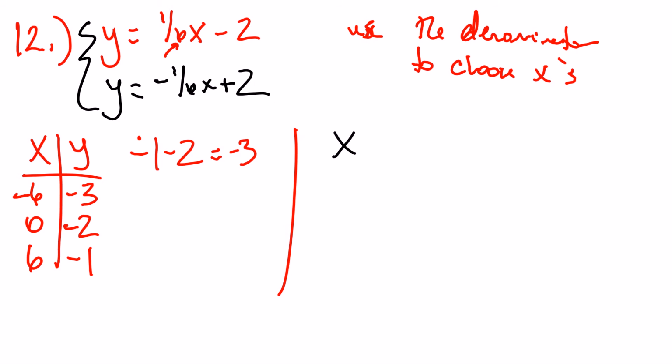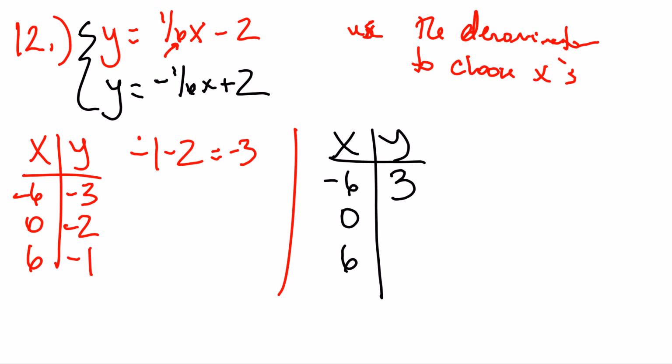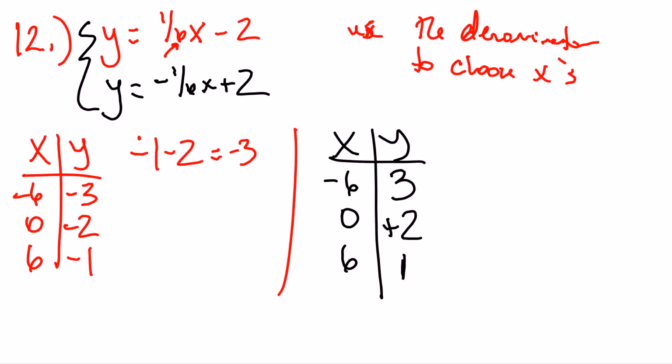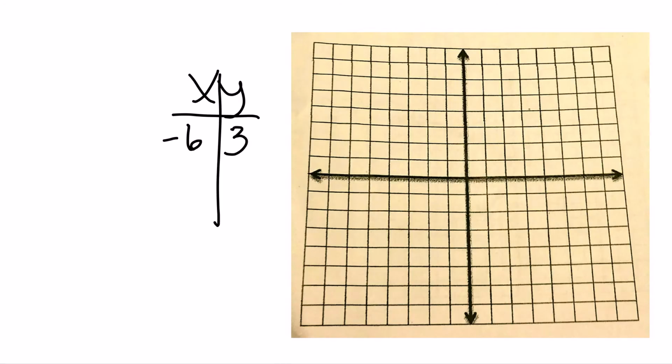I could use slope-intercept form, but I'm going to use the denominator to do negative 6, 0, and 6. Negative 6 times negative 1 sixth is positive 1. Positive 1 plus 2 is 3. 0 gives me plus 2, and then it's going to be 1. All right? So now I make my XY charts. I have negative 6, positive 3. 0, 2, and then 6, 1.